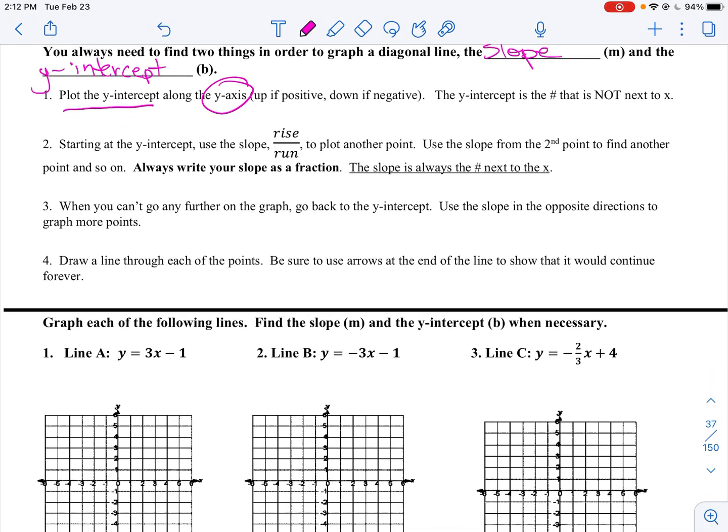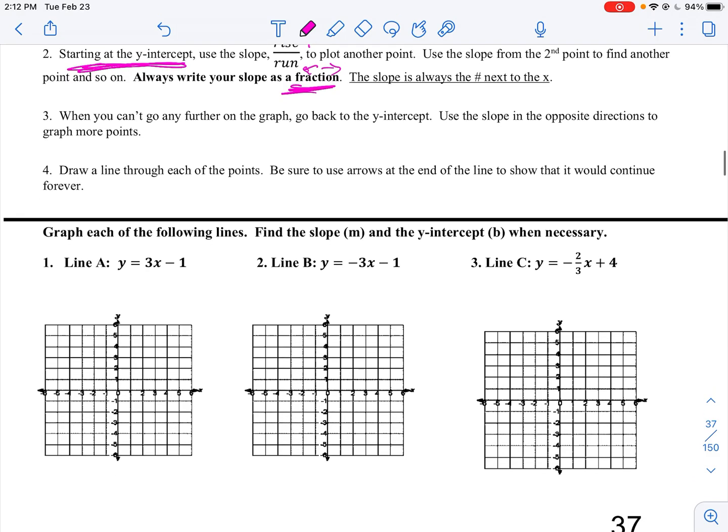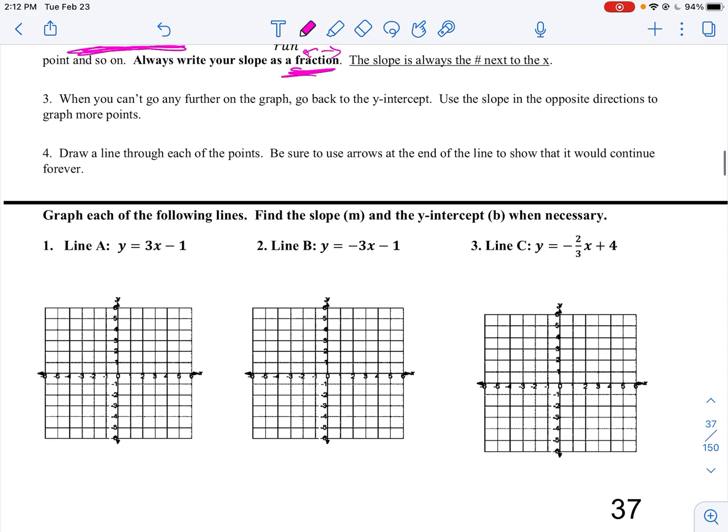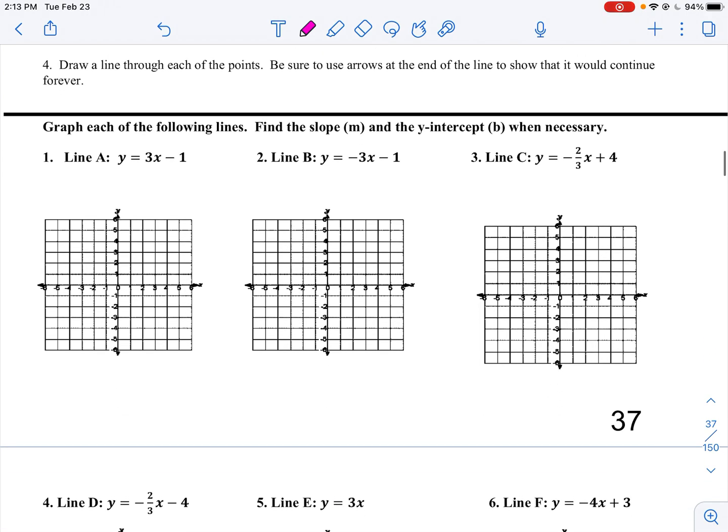Now, you're going to plot the y-intercept first, and that's going to be on the y-axis. The y-intercept is the number that is not next to the x. Starting at the y-intercept, you do the slope. So you go up and over. Sometimes you'll have a positive direction, sometimes you'll have a negative direction. Use the slope from the second point to find another point. Always write your slope as a fraction. When you can't go any further on the graph, go back to the y-intercept. Use the slope and go the opposite direction to graph more points. Then draw a line through the points. Be sure you use arrows.